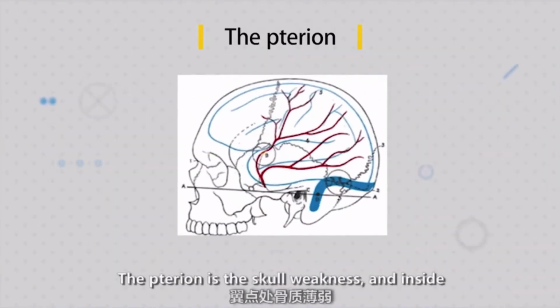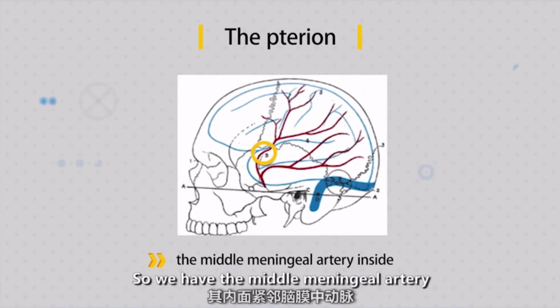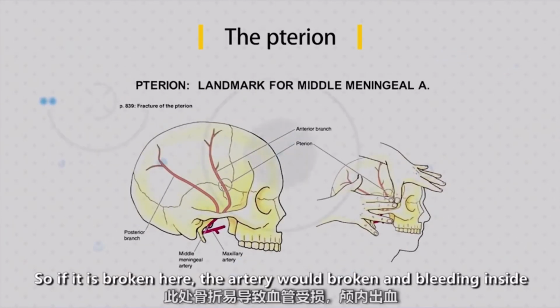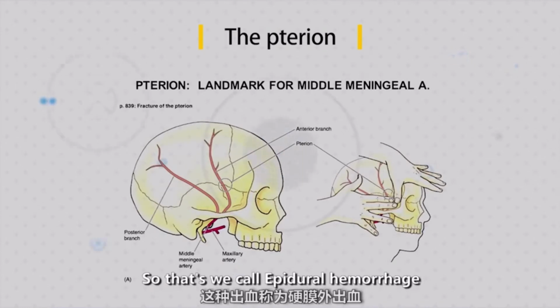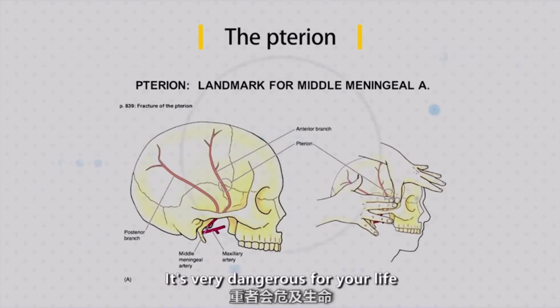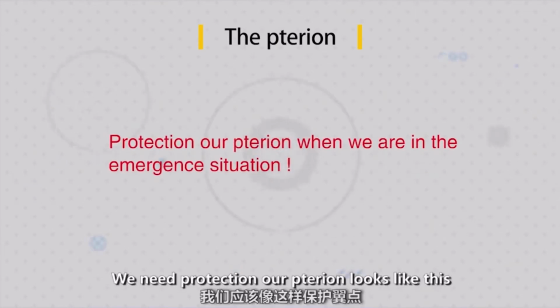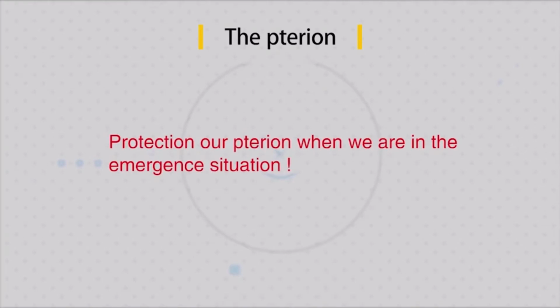The pterion is the weak point of the skull, and inside we have the middle meningeal artery. If it is broken here, the artery would be broken and bleed inside. That's what we call an epidural hemorrhage. It's very dangerous for your life. So in an emergency situation, we need to protect our pterion, like this. Okay.